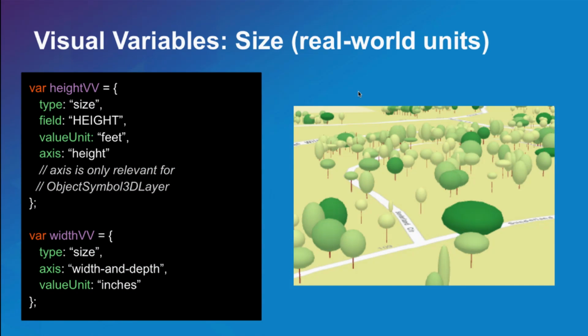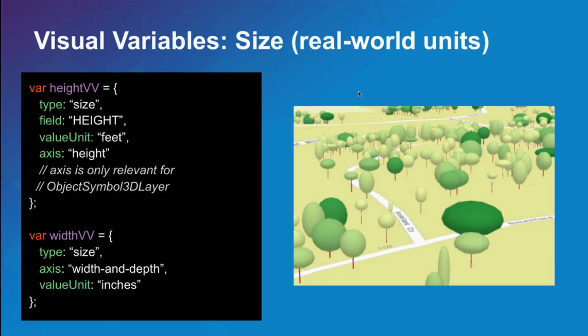So then, there's this real world unit case. You already saw that with the building height, but this is a case where you can set multiple visual variables to create an image of the real world. In this case, this is dealing only with the tree trunk. So I'm setting the height with the height field on the height axis of the object symbol 3D layer. And I'm setting the value unit to feet because that's how it was measured, but the trunk width, or the diameter, was actually measured in inches. So notice that I set the value unit to inches.